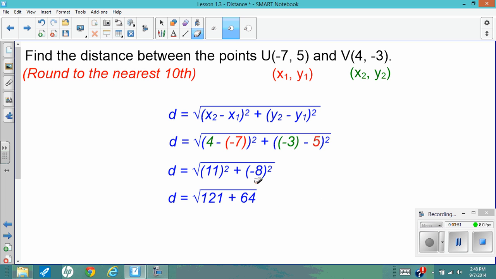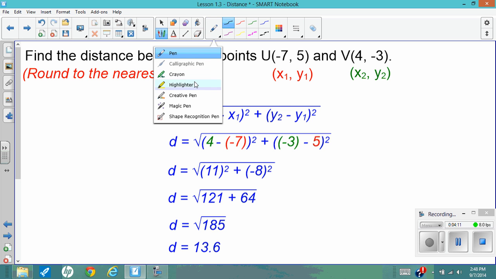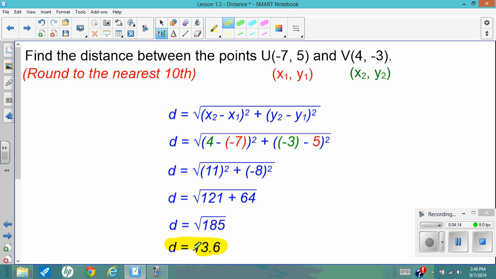Okay, it's important to notice that anytime we have a negative value in here, once we square it, it should become a positive. -8 squared is positive 64. And finally, we can take the square root of 185, which when rounded to the nearest tenth is 13.6. We're always going to highlight or box in our answer. I'll highlight. So the distance between u and v is 13.6. That also means that the length of segment UV is 13.6.